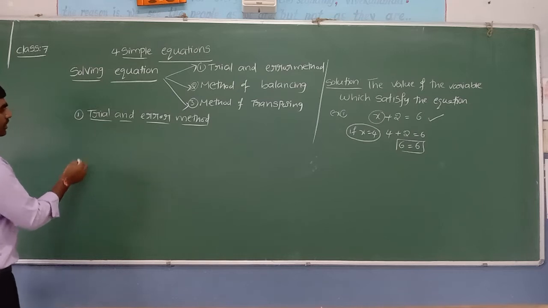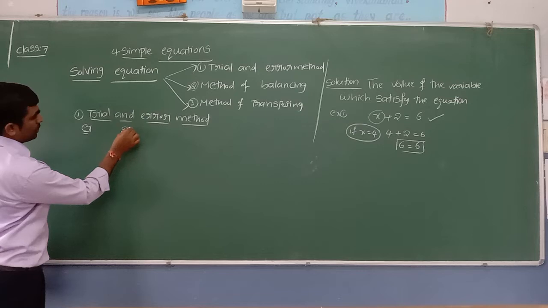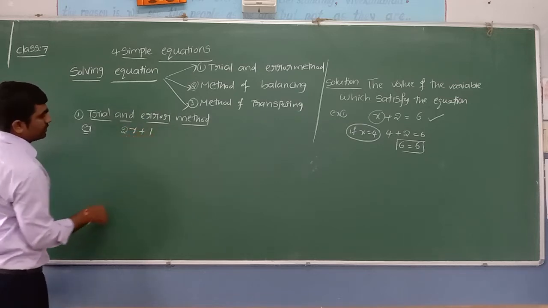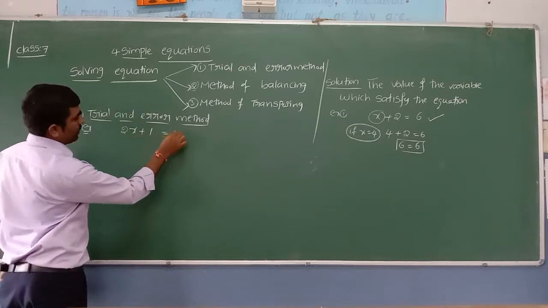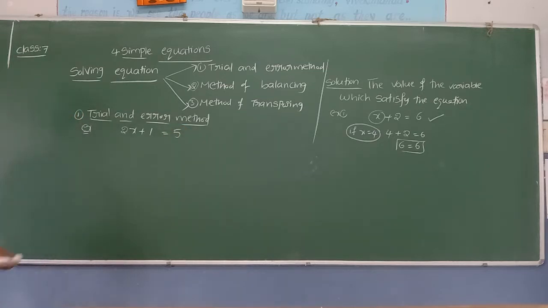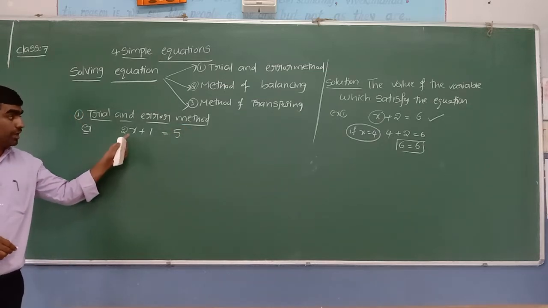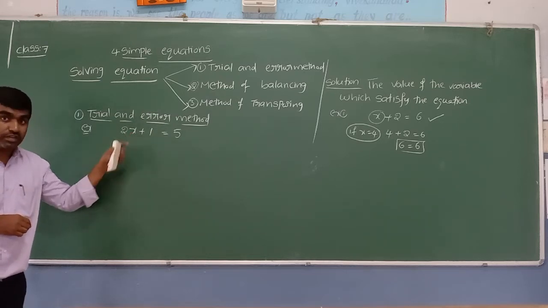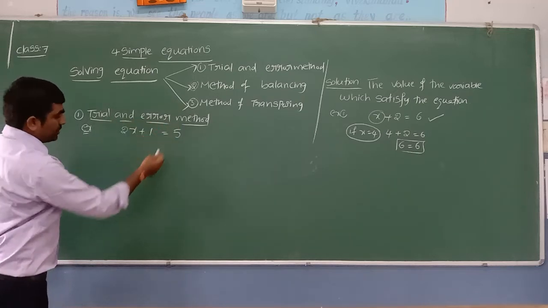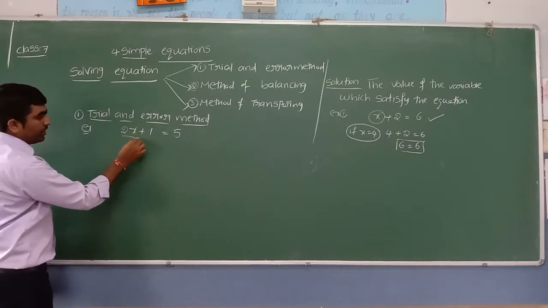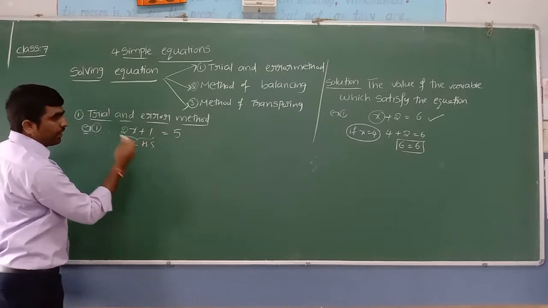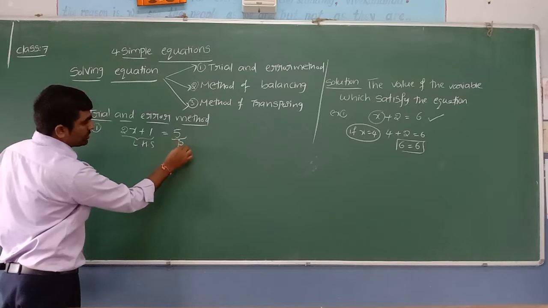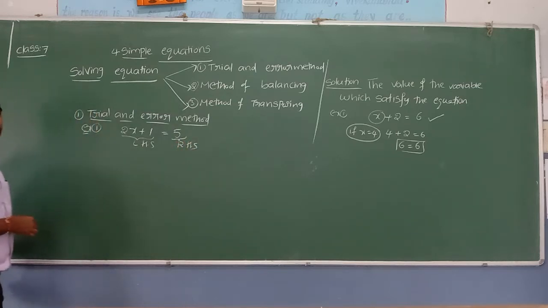So let me take one example here. Let me take 2x plus 1 is equal to 5. It is one simple equation. Now I need to solve this equation. I want to find the value of the variable x by using trial and error method. See, before the equals sign, we already know it is the LHS part, left hand side part. After the equals sign, it is the RHS part, right hand side part.